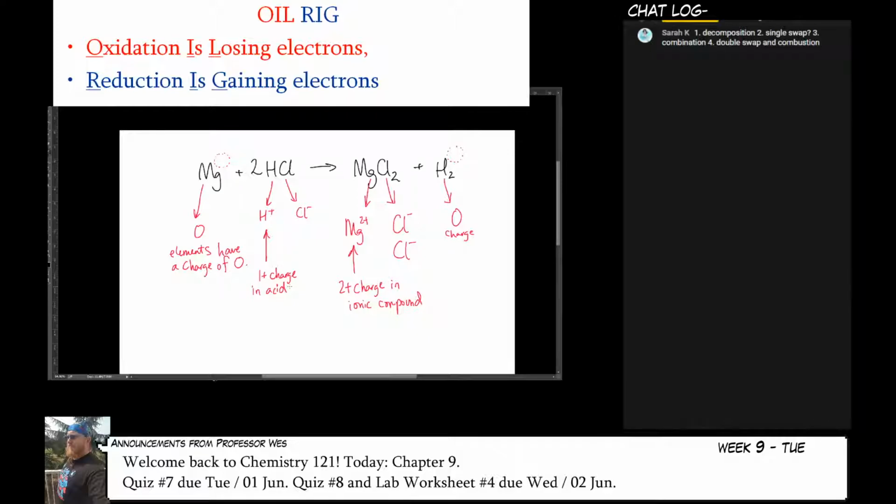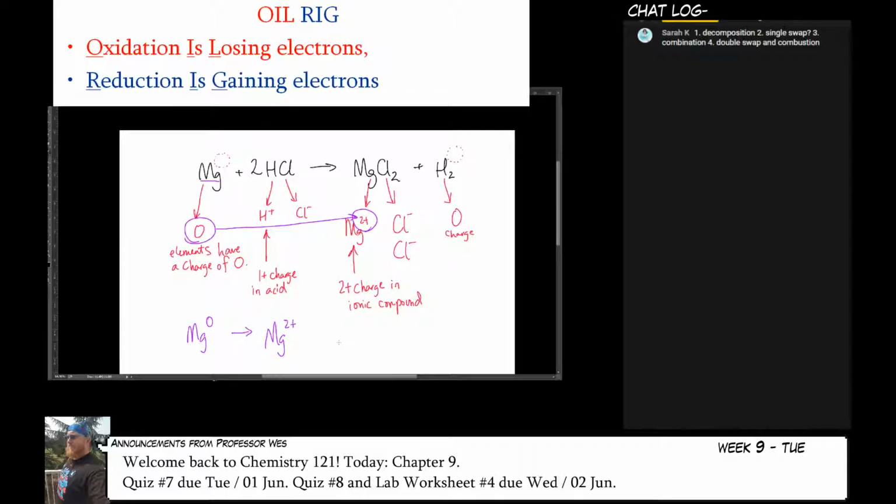So now what we can do is look before and after. We're going to start with magnesium. I'm going to look at magnesium's charge before and after. What has happened to magnesium? Well, it started with a charge of 0, but then it ended up with a charge of +2. So I'm going to write that down here. Magnesium with a charge of 0 became magnesium with a charge of +2.